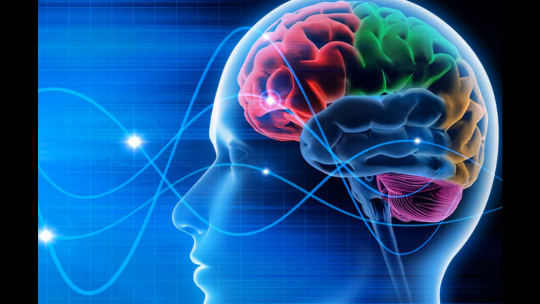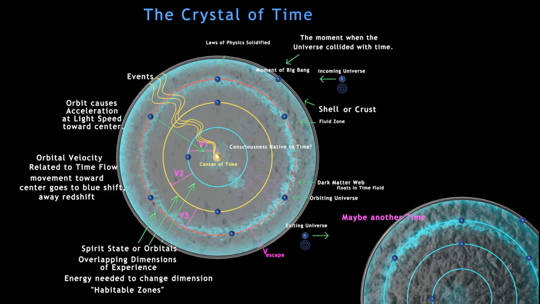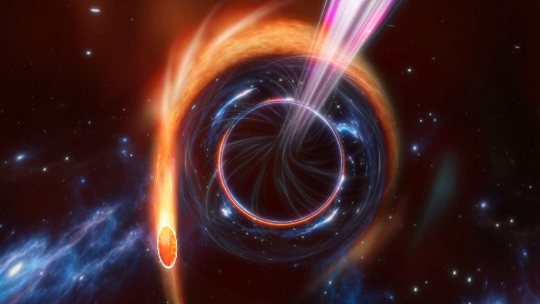Consciousness native to time? This leads to the ultimate question. Is the consciousness that's been evolving in our universe native to the universe or to the crystal of time itself? What is the order of operations as far as events? Was it time, consciousness, then universe? Or do we really think it went universe, time, then consciousness?